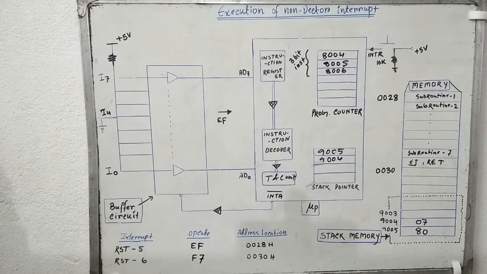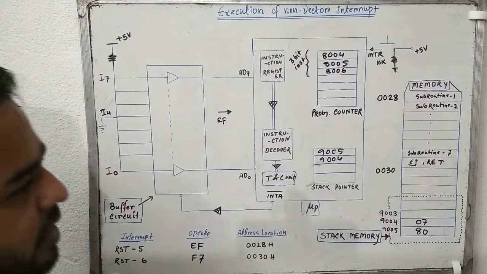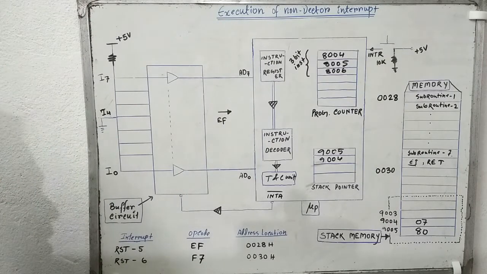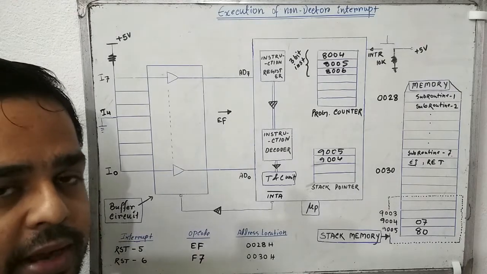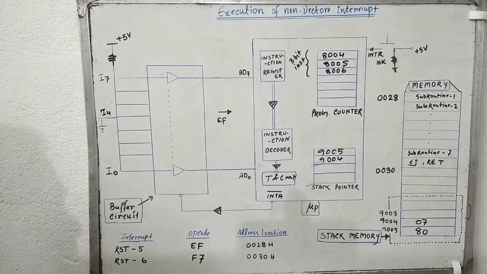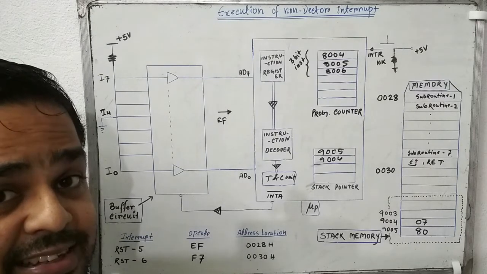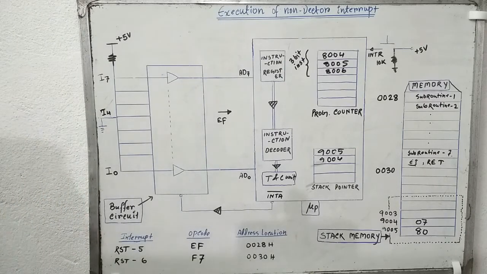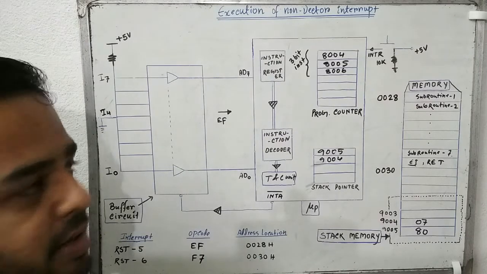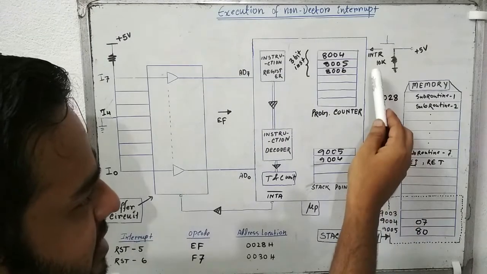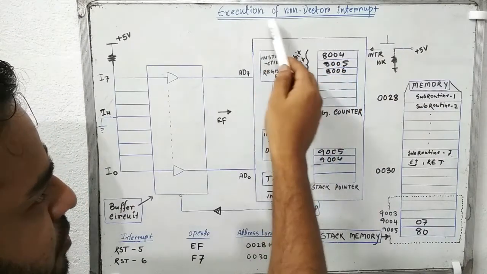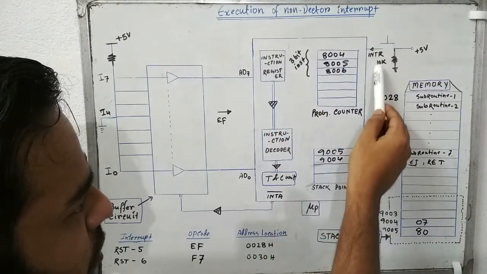So now my question is, as we are going to discuss the execution of non-vector interrupt, what is the non-vector interrupt? The non-vector interrupt is the interrupt which doesn't have any particular address in main memory. As an example, I have also told you the non-vector interrupt is the INTR. Out of 5 hardware interrupts, INTR is a non-vector interrupt, and the other 4 are vector interrupts. So that's why, as you can see over here, I have drawn INTR only, as we are going to discuss the execution of non-vector interrupt.